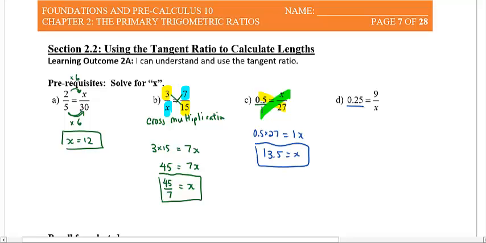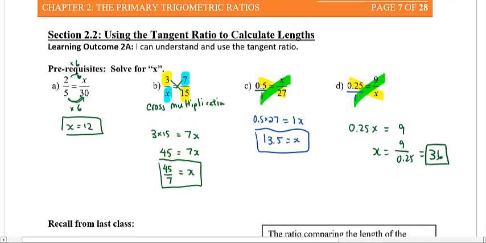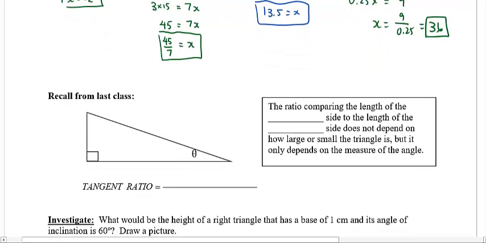Same thing with this one now. I'll leave you to try this. 0.25x equals 1 times 9, which is 9. This time I'm going to have to divide by 0.25, and yeah, that's the answer of 36. Cool. So knowing this prerequisite skill, I hope you can combine this now with what we learned last class.